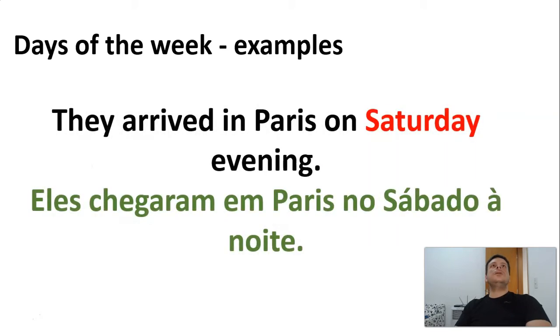What else? They arrived in Paris on Saturday evening. They arrived, quer dizer o quê? Eles chegaram. Mas chegaram onde? Que lugar? In Paris. Em Paris. Tá, mas quando? On Saturday evening. No sábado à noite. Eles chegaram em Paris sábado à noite. So they arrived in Paris on Saturday evening. Bom?